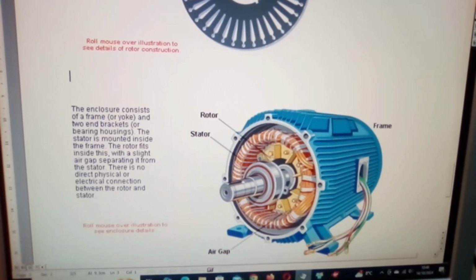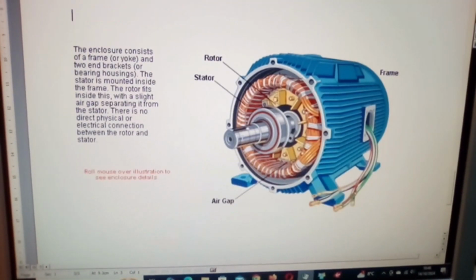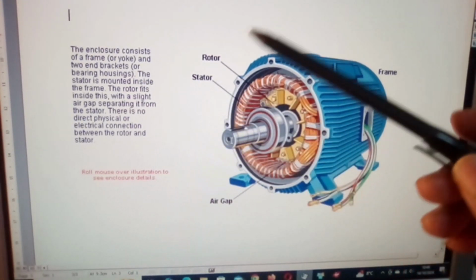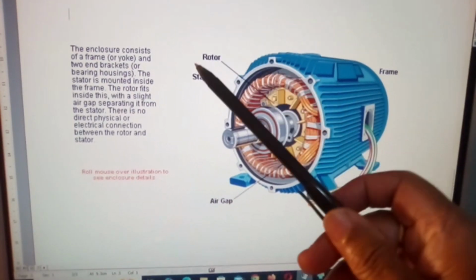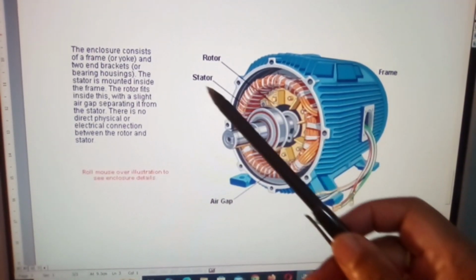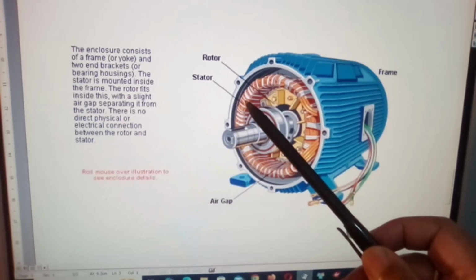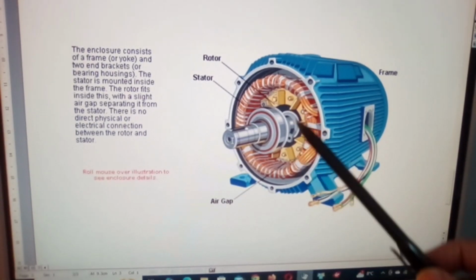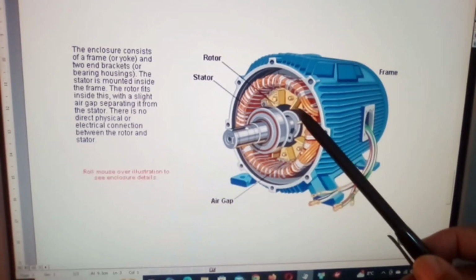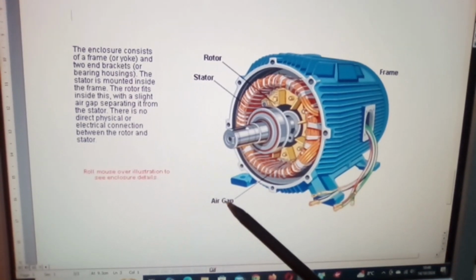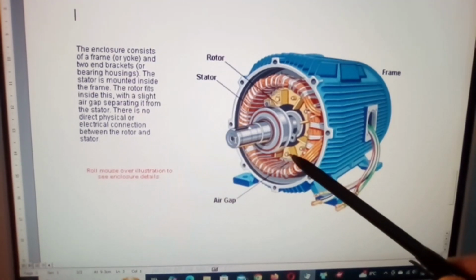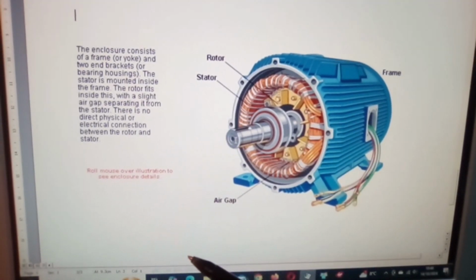And here is your finished product. Rotor, stator, and you can see that the rotor consists of these iron bars here internally. Air gap. The air gap is between the coils and the rotor itself. There is a fine air gap between there.